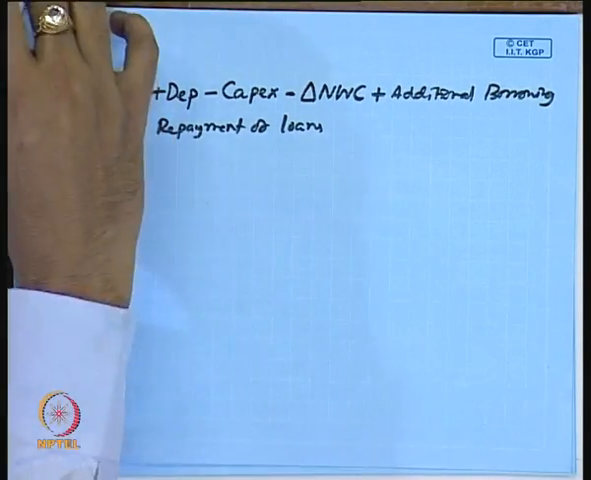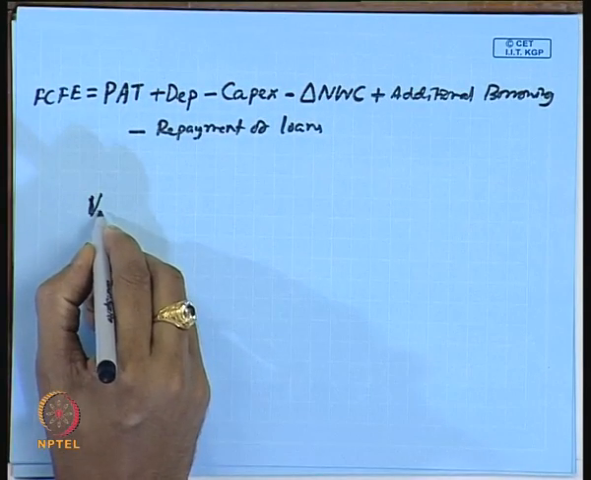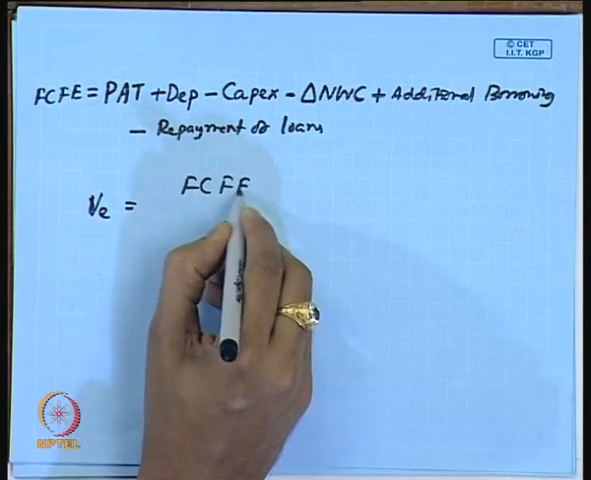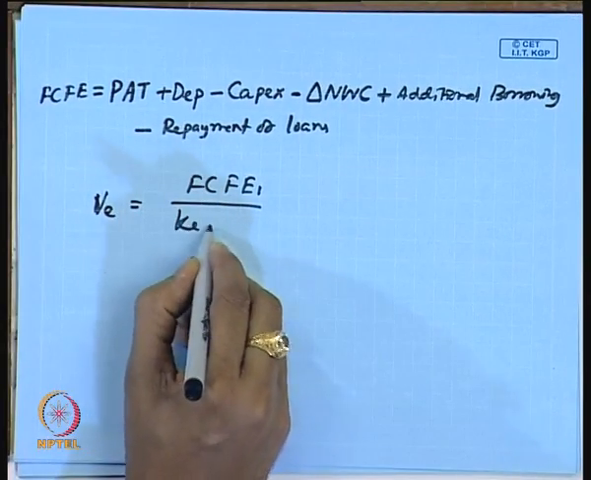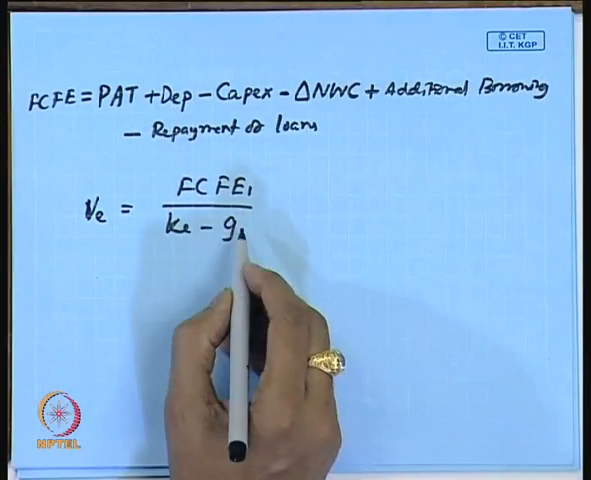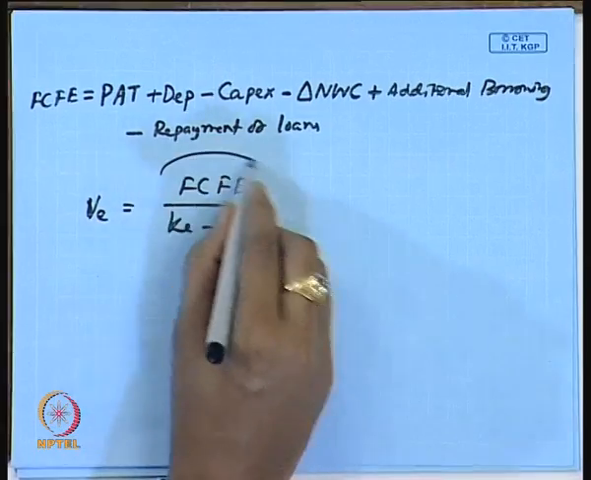So, instead of taking dividend as the denominator, now the value of a particular company's equity is free cash flow, let us say 1 divided by KE minus g, and the growth is the expected growth rate in FCFE, it is not in dividend. So, this is a model.